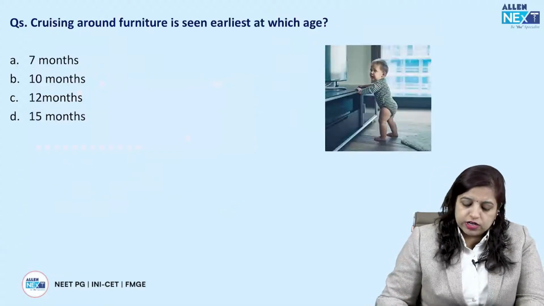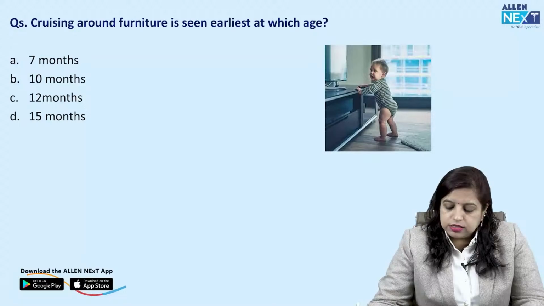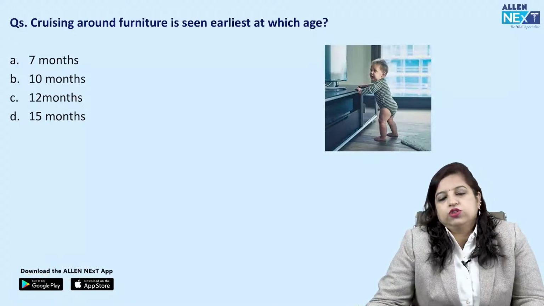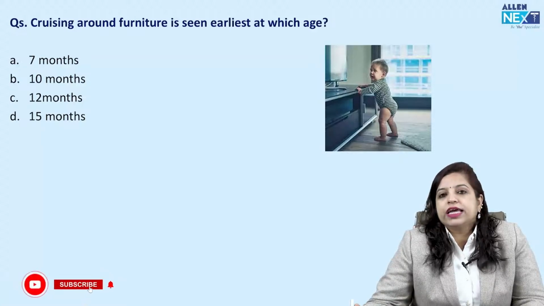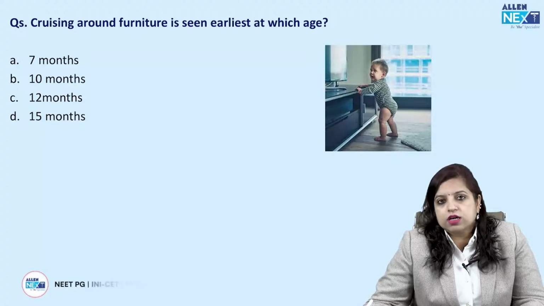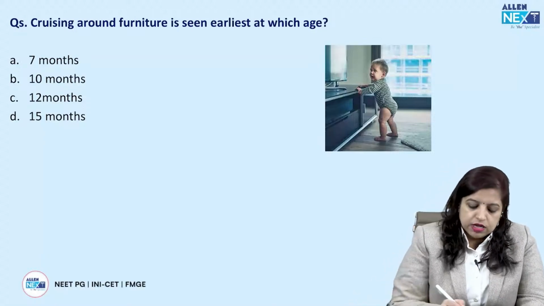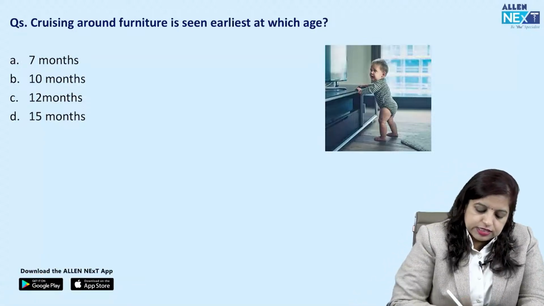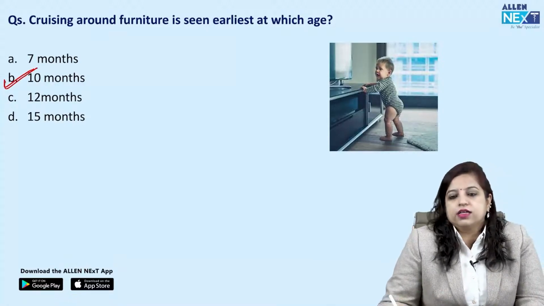Let us move forward. Cruising around furniture is seen earliest at which age? We must be knowing that when the child moves with the help of taking the support of the furniture or somebody around, that is known as cruising around furniture, which is shown in the diagram. The correct answer over here is 10 months of age. So that is the correct answer, right?